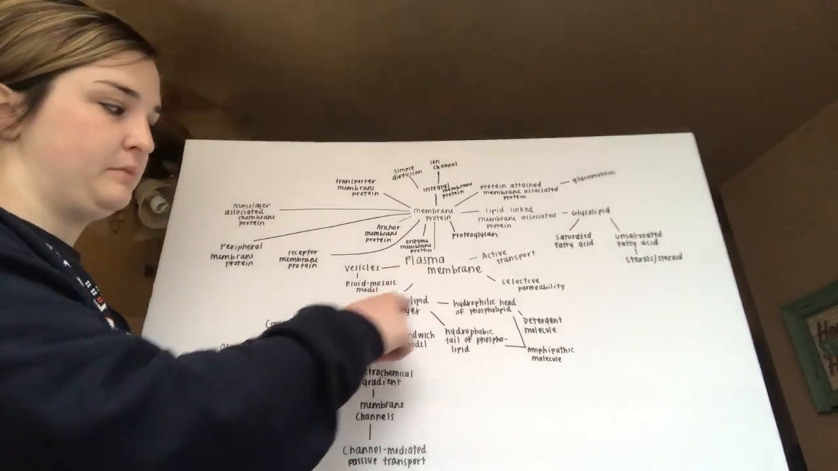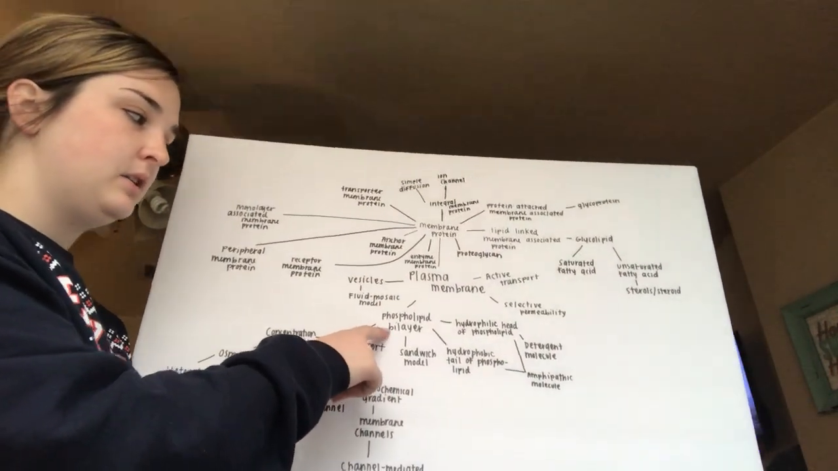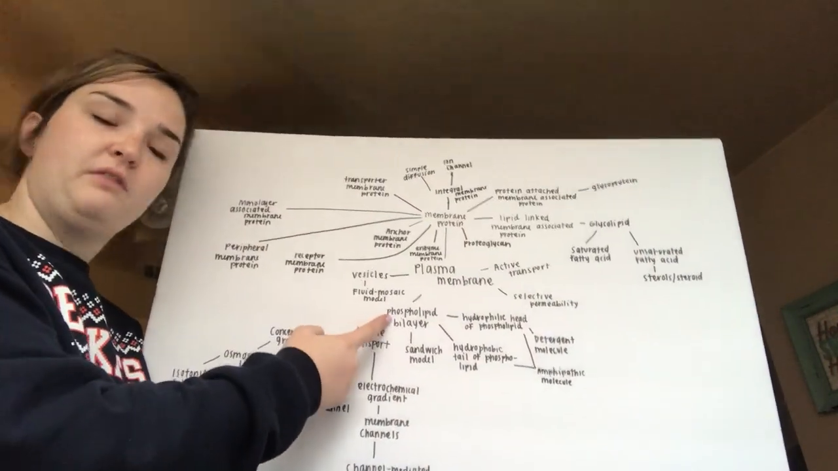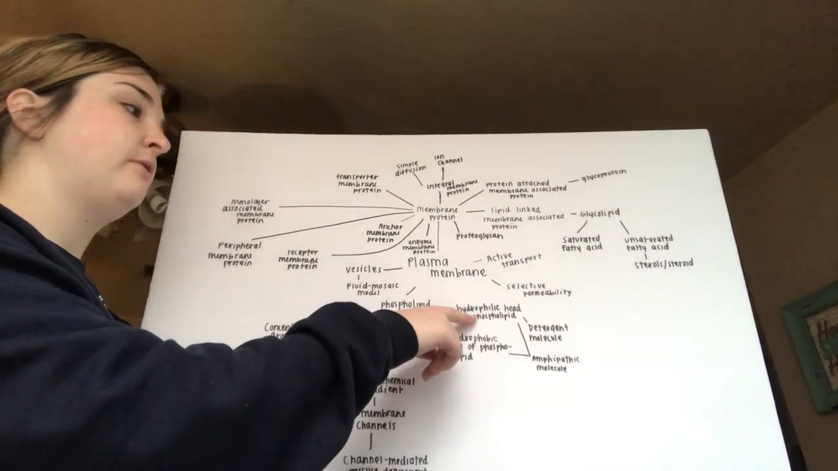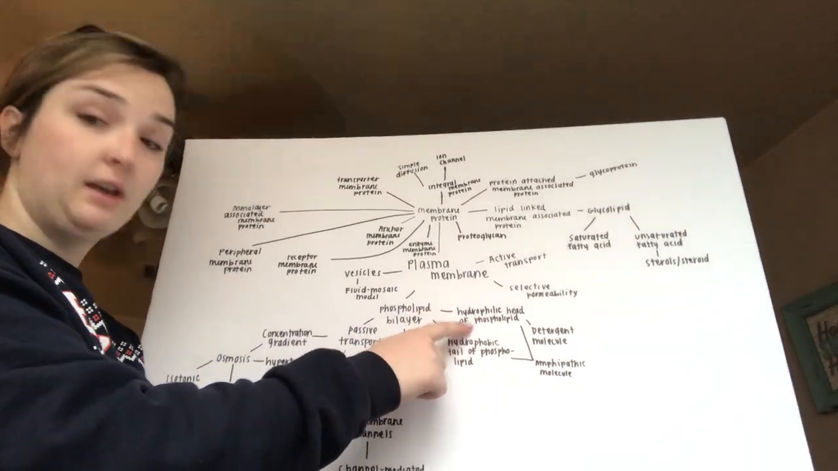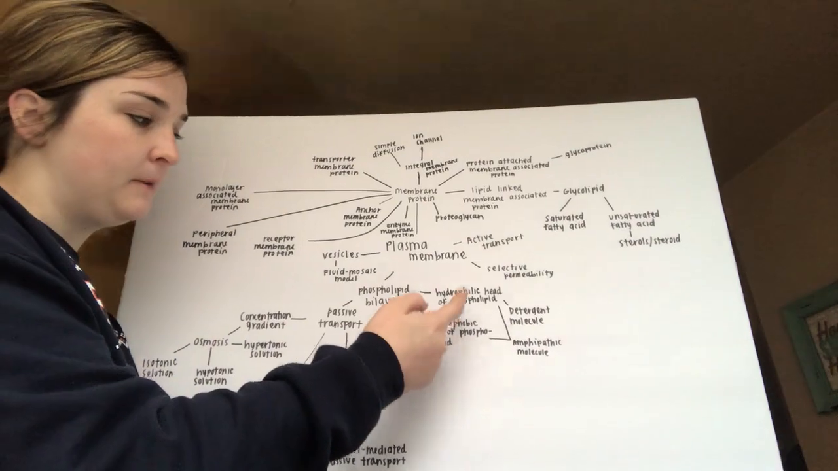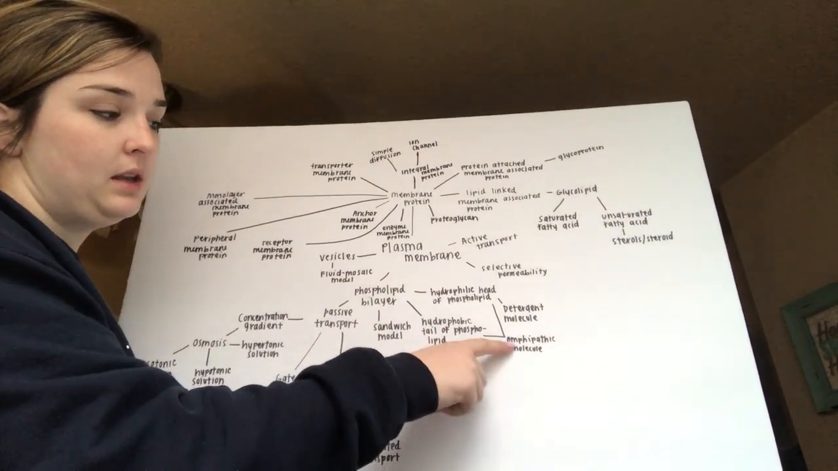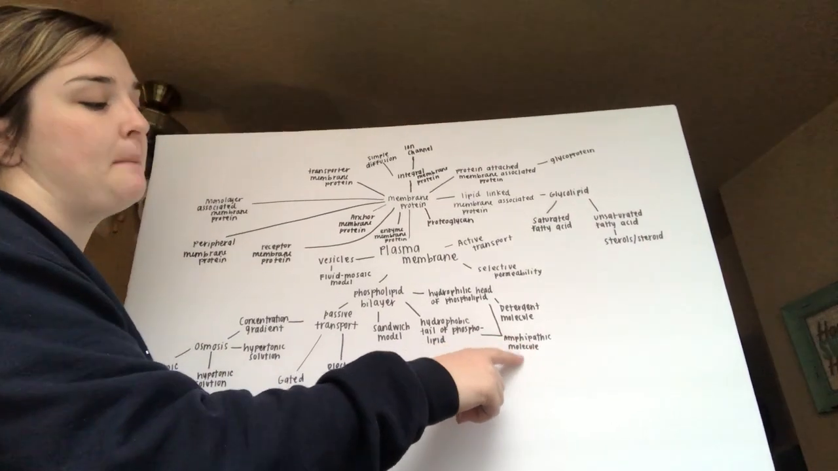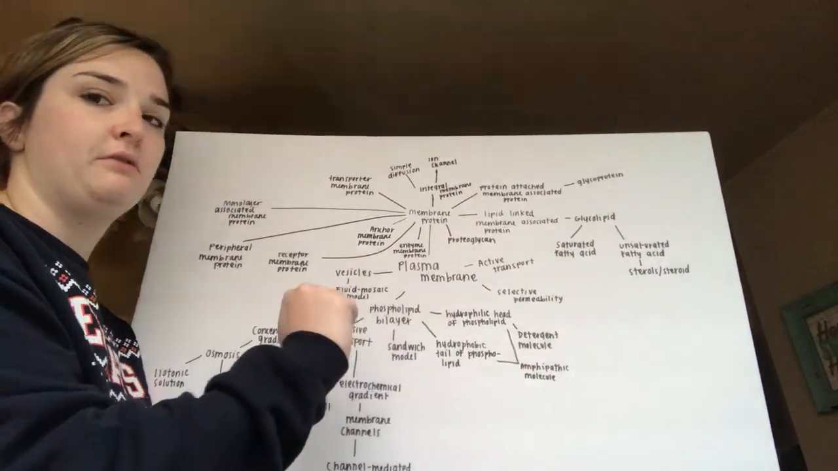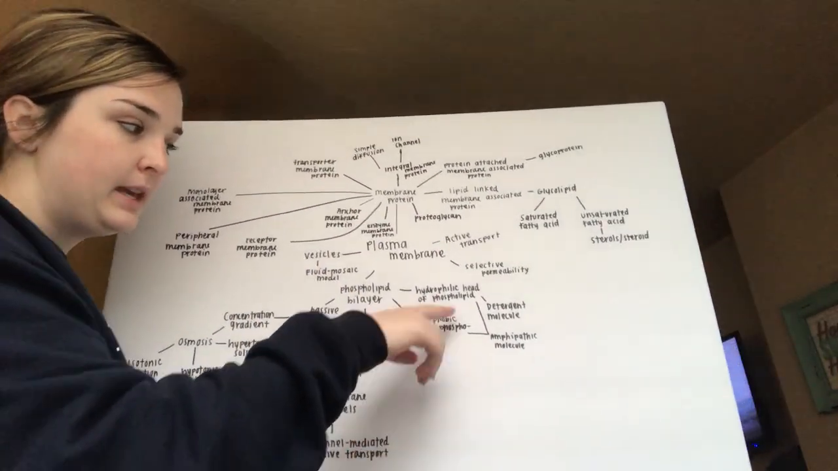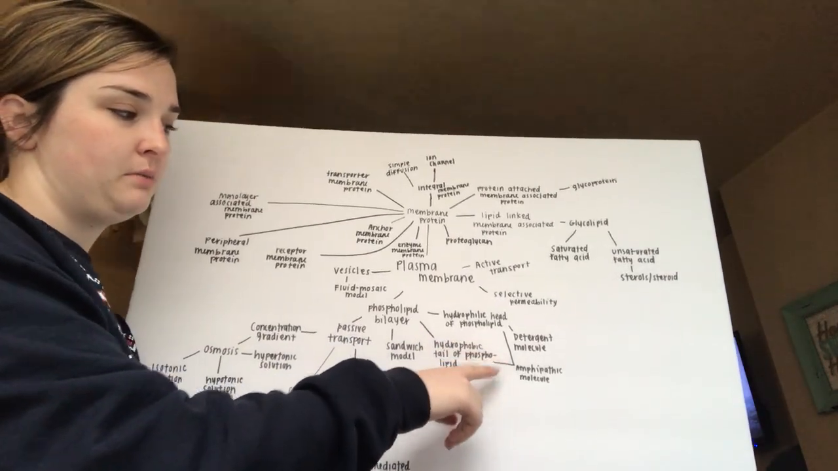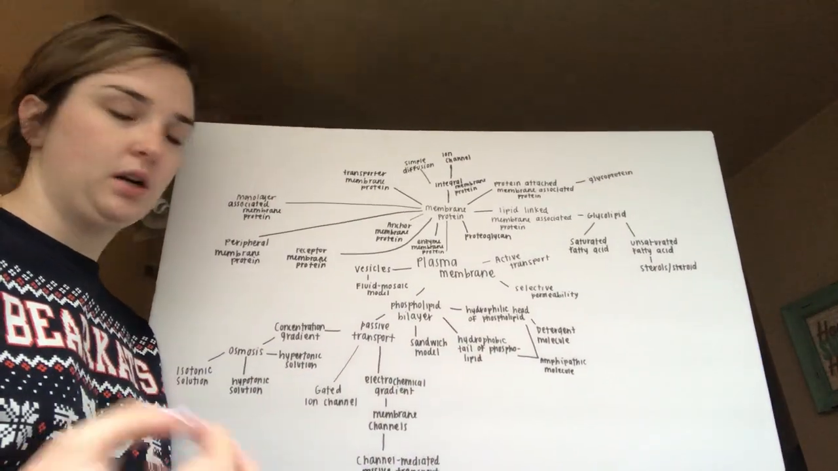And then off plasma membrane I use phospholipid bilayer, which is the two layers of the phospholipid, which you have a hydrophilic head of the phospholipid, which loves water, so it attracts the water, and then the hydrophobic tail of the phospholipid. And then amphipathic molecule has to do with both hydrophilic and hydrophobic, and then off the hydrophobic is the detergent molecule, which is attracted to water.